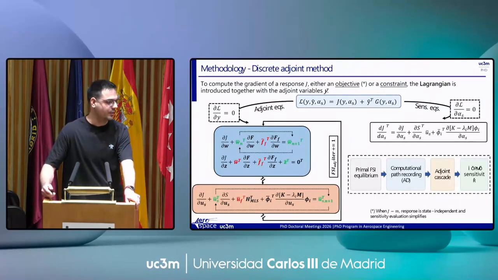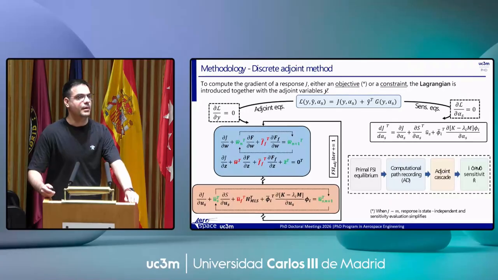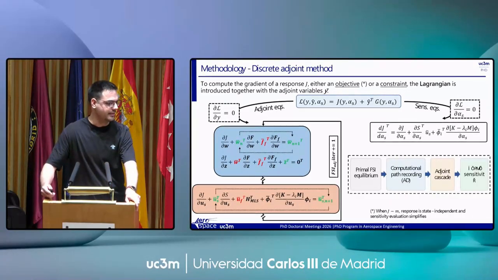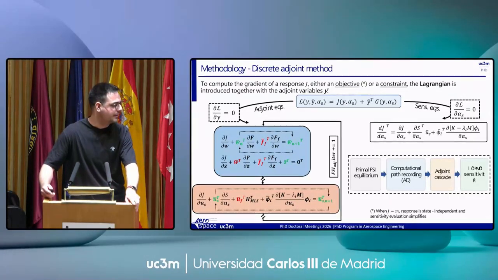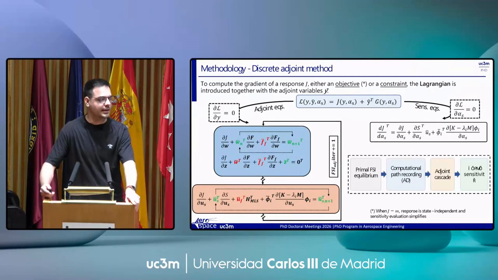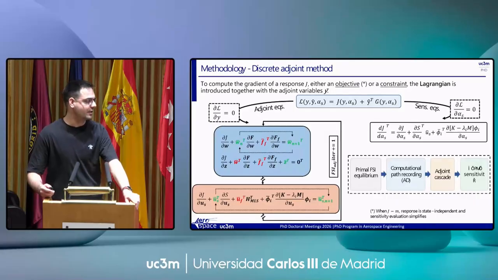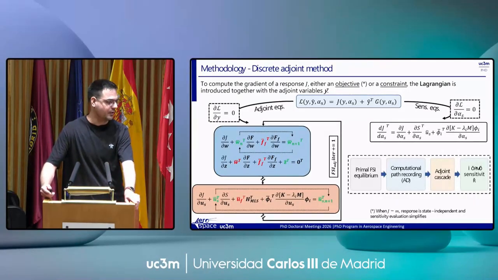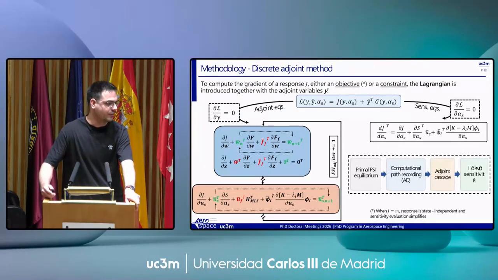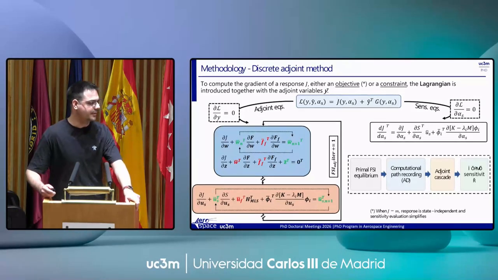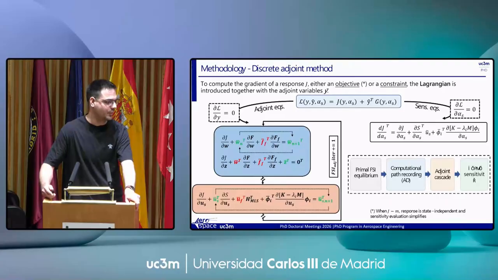The procedure is the following. For the current design, we solve the equilibrium equation of the structure under the aerodynamic load. Then we record the computational path of the primal solver. That is a part that allows the solver to compute all the partial derivatives that appear in the adjoint equations. And then we solve the adjoint equations sequentially, one after the other, for a certain number of adjoint fluid-structure interaction iterations. Upon convergence of the adjoint variables, we can compute the gradient of the response we are interested in.